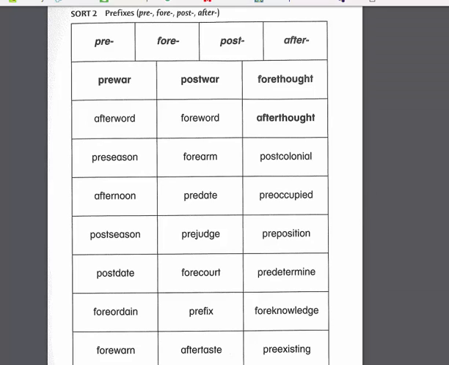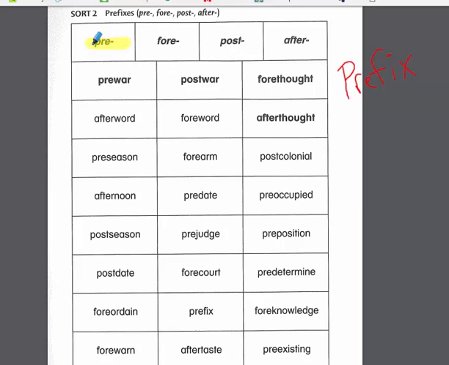Alright, so today we're going to look at sort 2. So sort 2, we're focusing on prefixes. Remember, a prefix is the part that comes at the beginning of a base word. So we add a prefix to give a base word extra meaning. So let's see our prefixes that we have today.